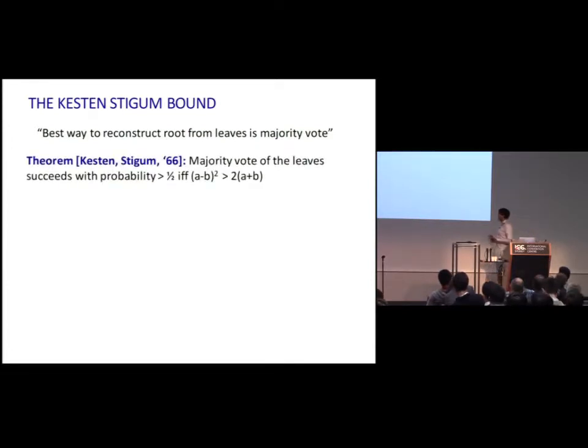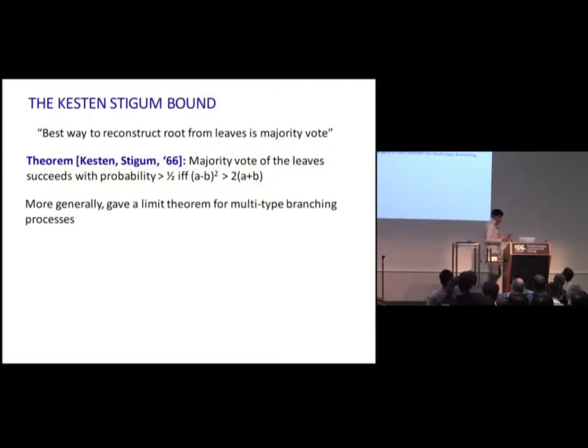So more precisely, back in '66, over 50 years ago, Kesten and Stigum showed that when (A minus B) squared is larger than 2(A plus B), boy, that looks familiar, then majority vote succeeds with better than 50-50 chance. In fact, the Kesten-Stigum proof was actually more general than this. It was about more than just majority.